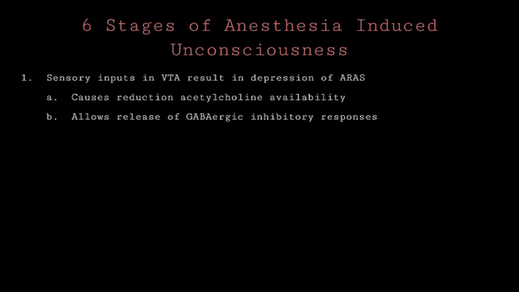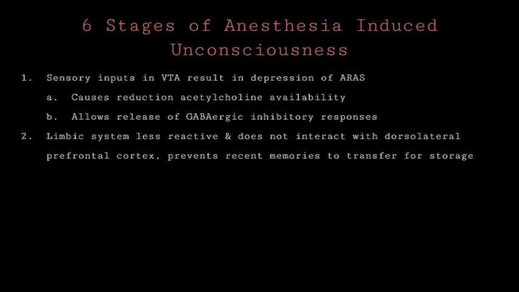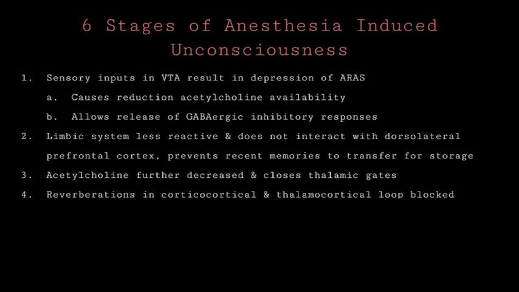This results in the second step, in which the limbic system becomes less reactive and does not interact with the dorsolateral prefrontal cortex. This prevents the ability for recent memories to transfer for storage. In step 3, acetylcholine is further decreased, ultimately resulting in the closure of thalamic gates. This leads to step 4, in which reverberations in the corticocortical and thalamocortical loop are blocked.